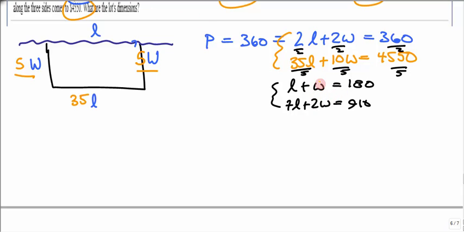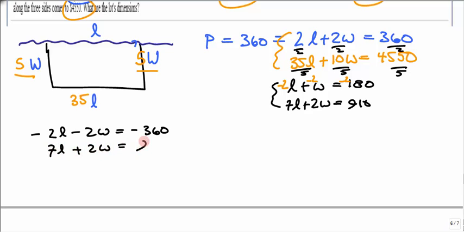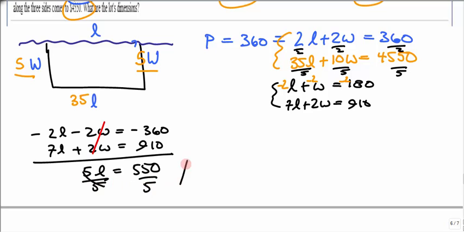Now let's go ahead and eliminate the W's by multiplying through by a -2 on every term of the top. So we have -2L minus 2W equals -360. So I guess I started back where I came from here. Just the signs are opposite. And then below I have 7L plus 2W equals 910. The W is eliminated like we wanted. 7L minus 2L is 5L. And 910 minus 360 is 550. Divide both sides through by 5, and I get L equals 110.